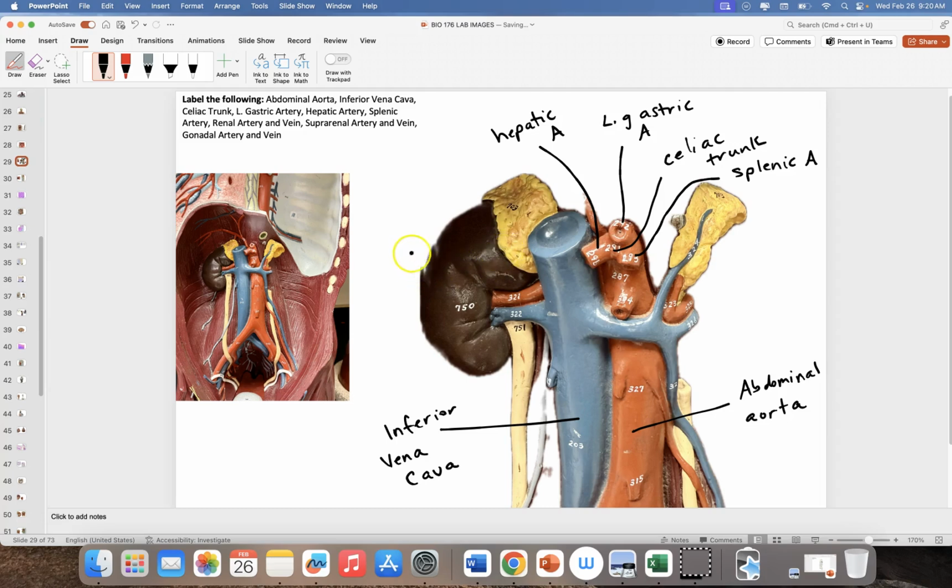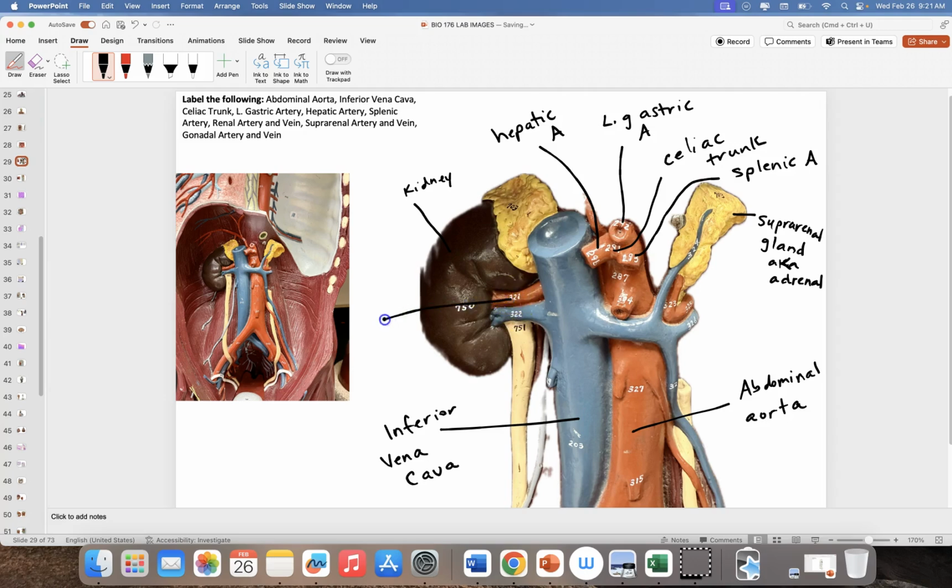We can also see vessels associated with the kidney. So here's our kidney right here. And then also our adrenal glands, or sometimes they're called the suprarenal glands, aka adrenal. But if we remember that suprarenal is another name, that's going to help us with our vessels. When we talk more about the kidney, we will revisit these vessels here.